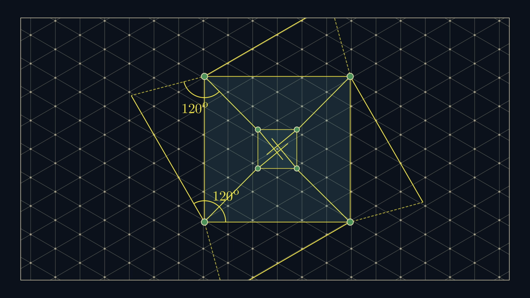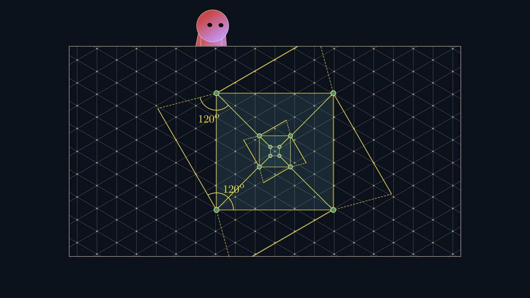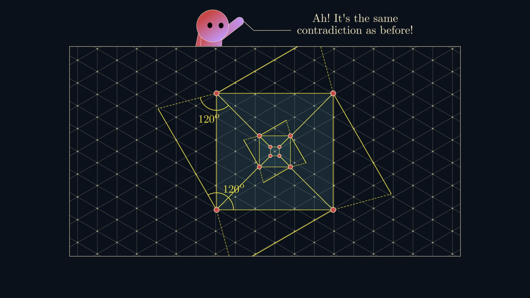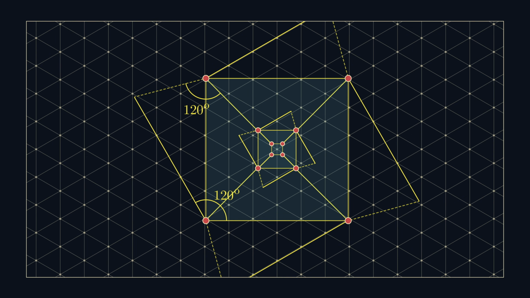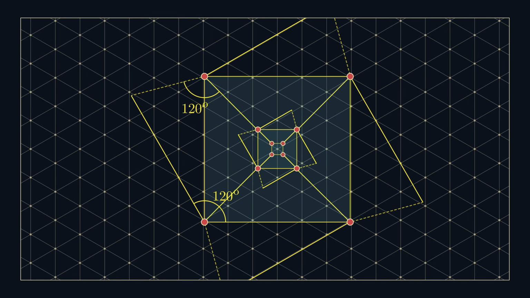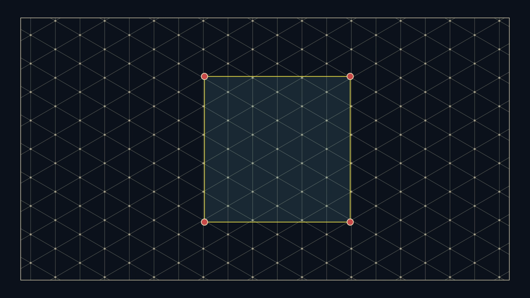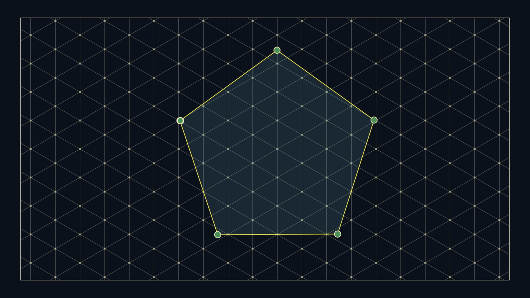And just as before, this process can be repeated indefinitely. But there are only finitely many grid points in a finite space. And we have our contradiction. What's great about this argument is that it doesn't just work for the square, it also works for the regular pentagon.